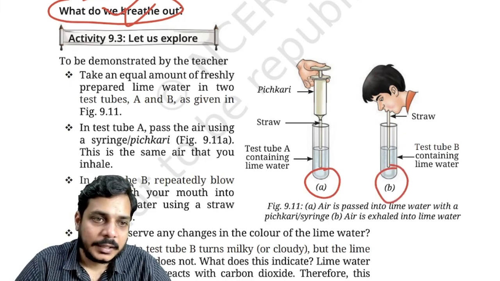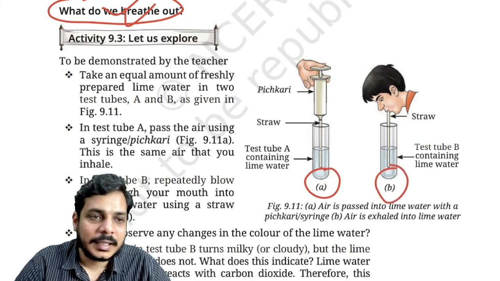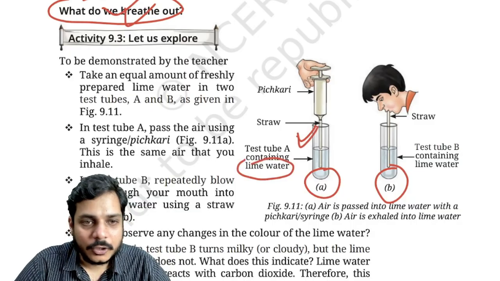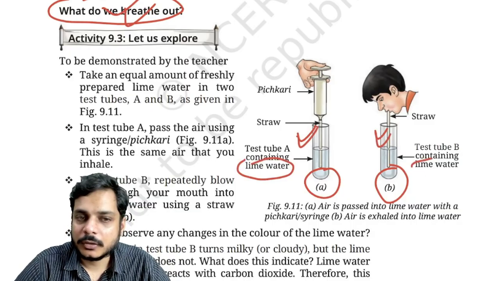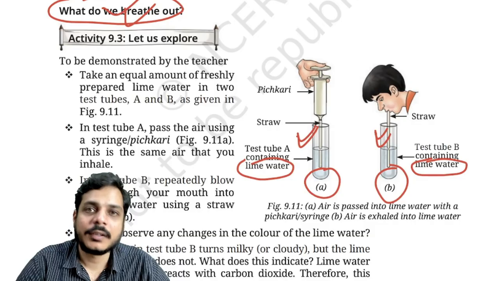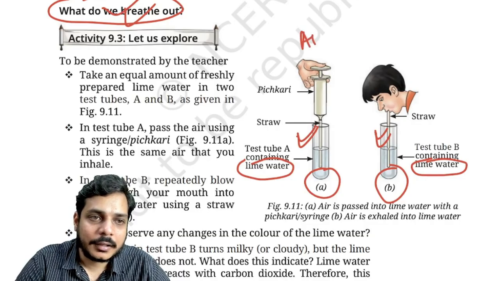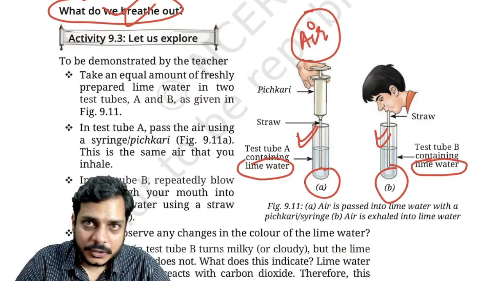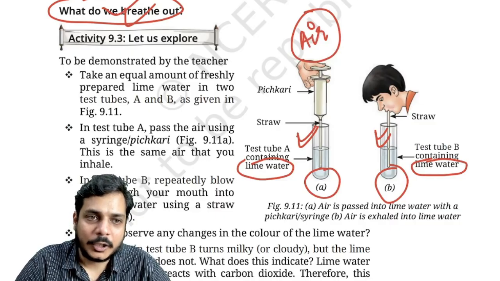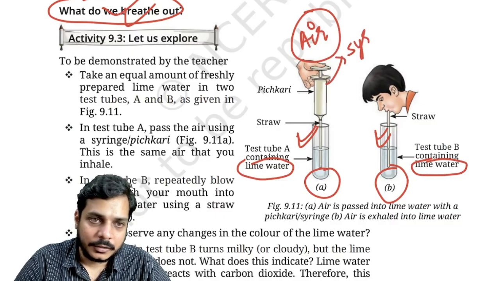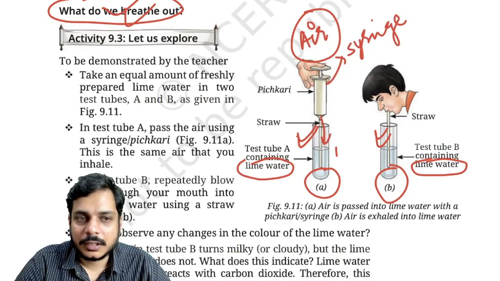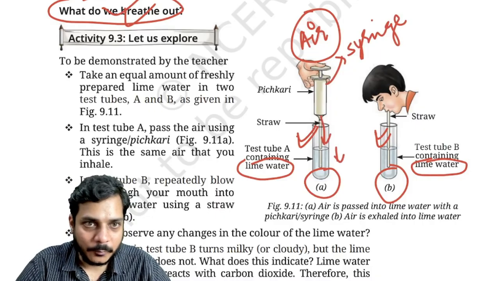We are saying that this test tube contains lime water. This also contains lime water. Both of these test tubes contain lime water. We will try to introduce air, that is the normal composition of air, which we can take through a pichkari or a syringe. So this kind of air is introduced through a straw into this test tube, into lime water.